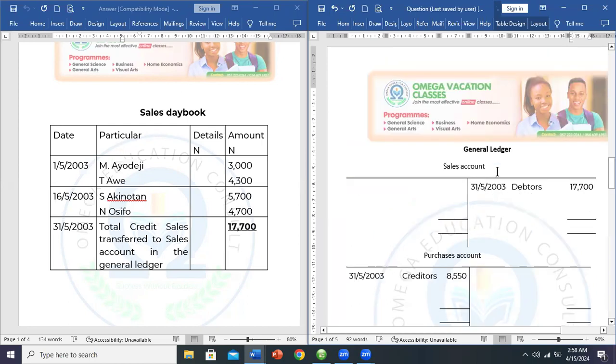sales account. So if we want to look at some summaries, it means that the individual entries will go into the various accounts depending on whether it is the sales day book or purchase day book or return inwards. But always the totals go into the general ledger. So if it is sales, then the total sales will go to sales account in the general ledger. If it is purchases, then the total will go into purchases account in the general ledger. If it is return inwards, then the total return inwards will go to return inwards account in the general ledger. And same for total return outwards.